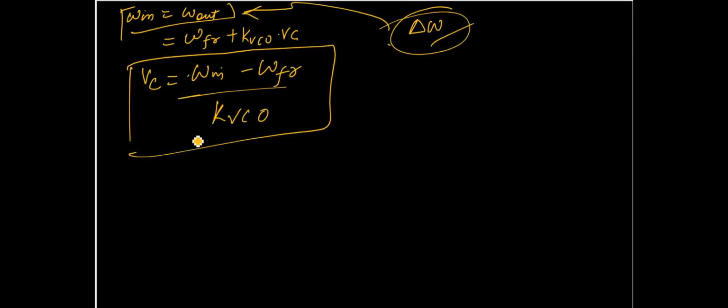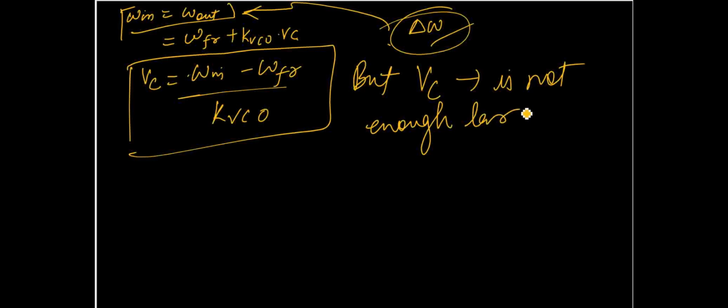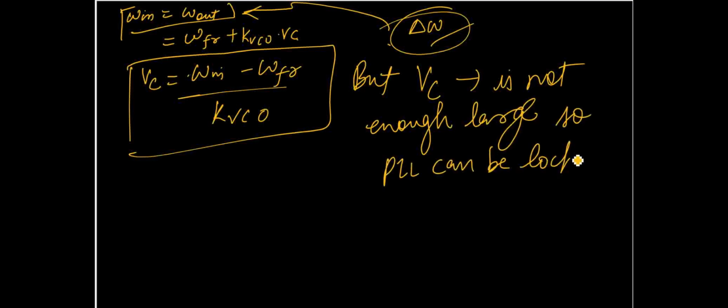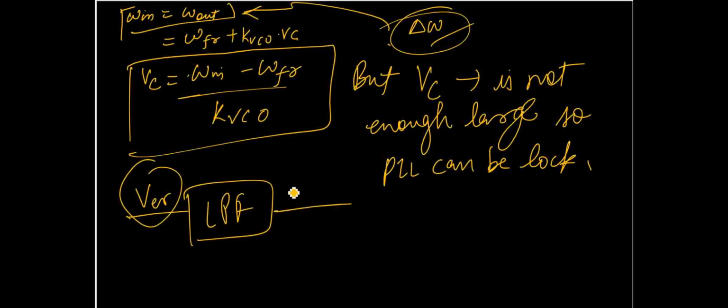Okay, but in reality, what we are seeing is that Vc is not large enough, so that PLL can lock. So see, what we saw, V error is giving some DC value, and then it will pass through the low pass filter, then it will become the Vc. What we want is high Vc. Now how will you get to the high Vc? That is the question.